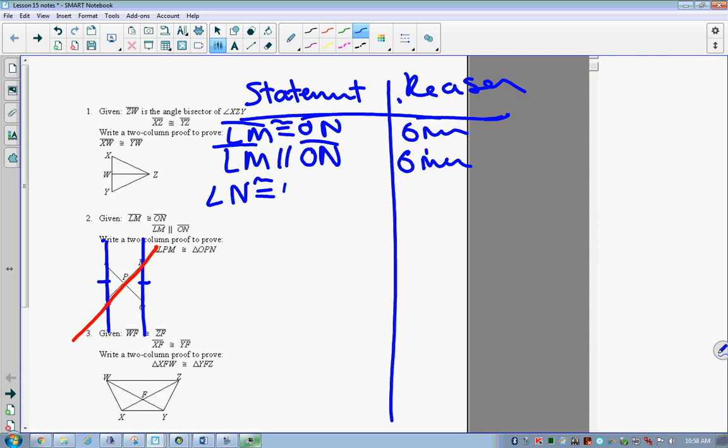Angle M. Okay? And you would have been fine if you had said angle ONP is congruent to angle LMP, right? Okay, but we'll keep it short. What's your reasoning there? How do you know that those two things are congruent? You said that angle N is congruent to angle M. Those right there.